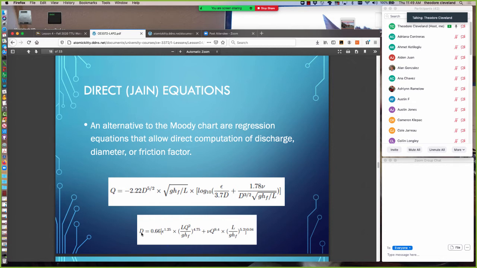And then here's another one for diameter. It's the same information, it's just rearranged considerably. This will give us the ability to compute diameter given desired discharge, desired head loss, desired length, roughness height, so that would be desired material, viscosity, desired liquid, and compute the diameter for us directly.